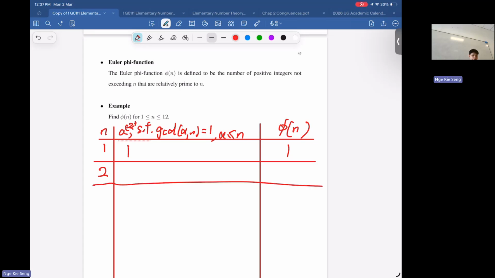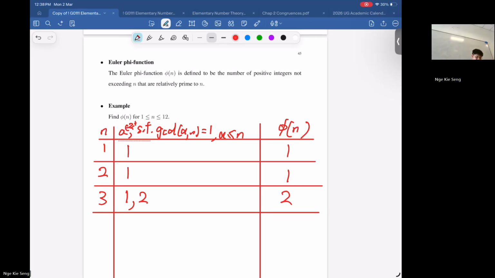Then how about 2? There are only 2 things you need to consider, right? 1 and 2. But 2 has GCD 2 with 2, so we only have 1. So how many of them? 1 of them. And then how about 3? 1 and 2. 3 has GCD 3 with 3, so it's not 1. So there are 2 of them.